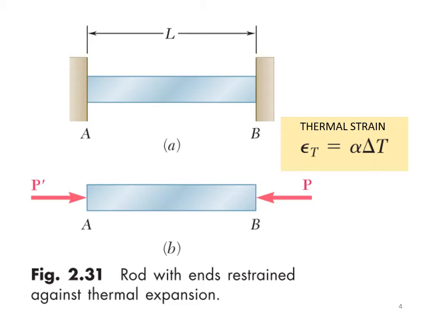Picture B bottom shows our unknown force P, used in the method of superposition. We let the rod expand freely and then we push it back to its original fixture points using this force. This is the force needed to bring the rod back to its original length after heating. The thermal strain is a product of the thermal expansion coefficient and the temperature change.